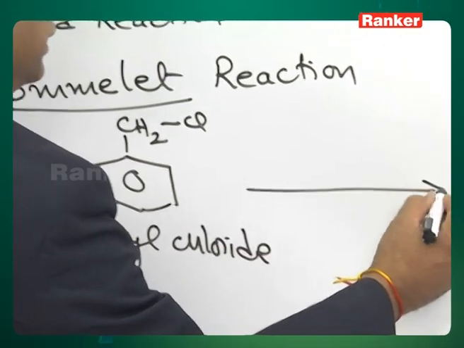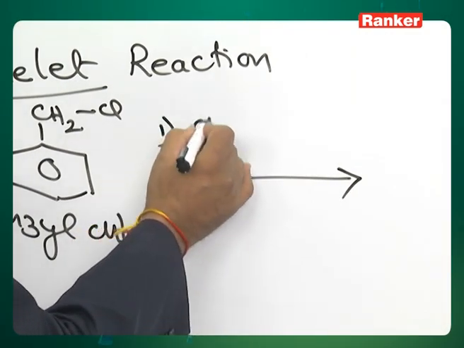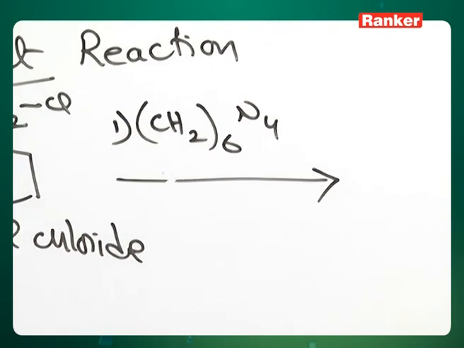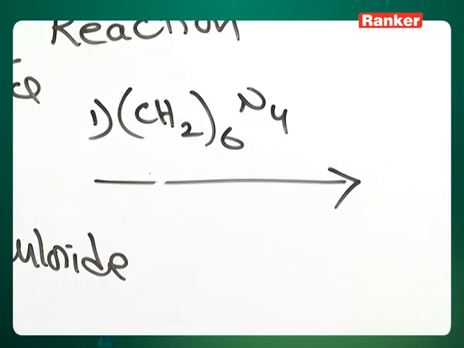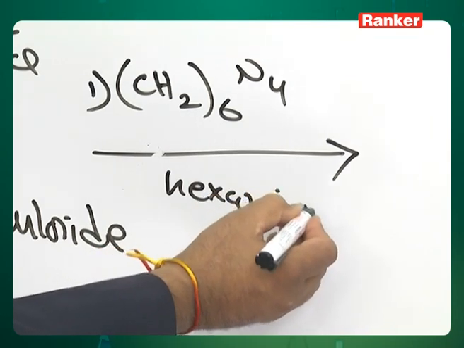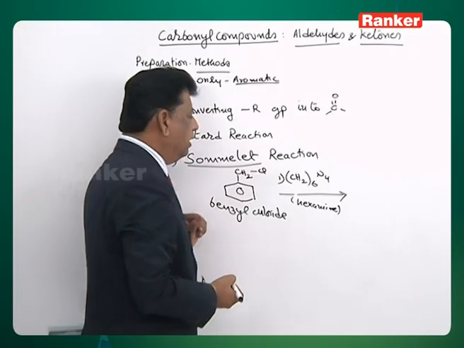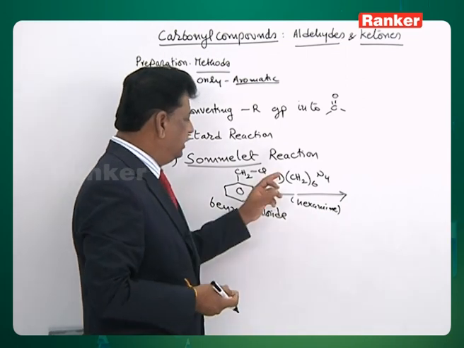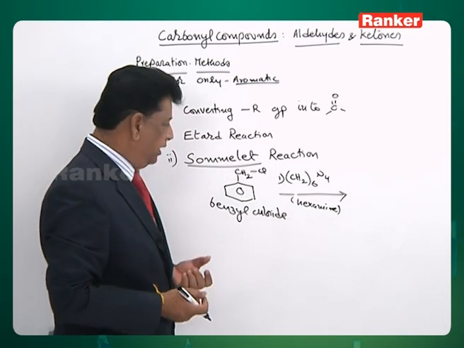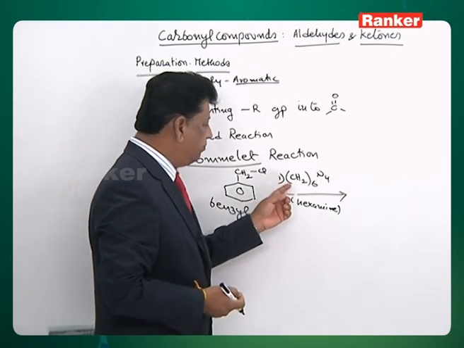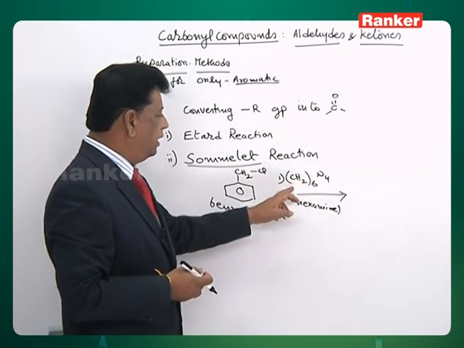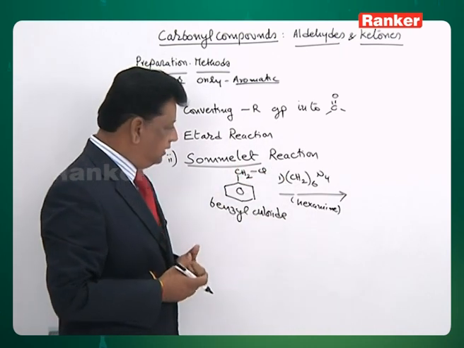This benzyl chloride is treated first with (CH2)6N4. This is called hexamethylene tetramine, commonly known as hexamine also. It has a commercial application. It is used as a diuretic medicine under the trade name urotropin. It is prepared from the formaldehyde and ammonia combination. Heating formaldehyde and ammonia condenses to give hexamethylene tetramine.